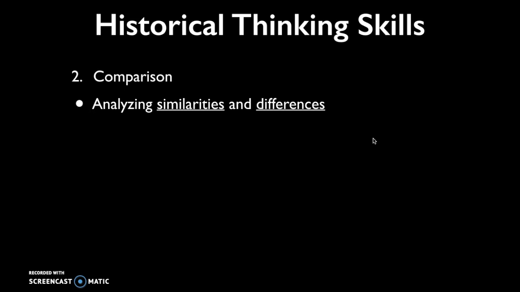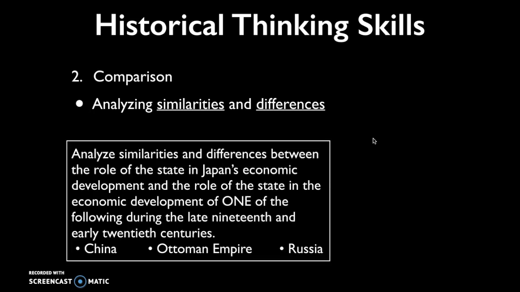These are the kinds of things that our brain does pretty intuitively. I think this is the easiest historical thinking skill. But what we have to do then is to take those same skills and apply them in a much more complex type of question. So, for example, analyze the similarities and differences between the role of the state in Japan's economic development and the role of the state in the economic development of one of the following during the late 19th and early 20th centuries: China, the Ottoman Empire, or Russia, right?